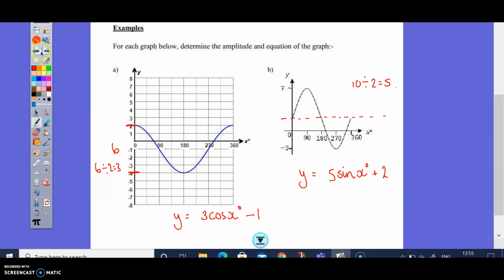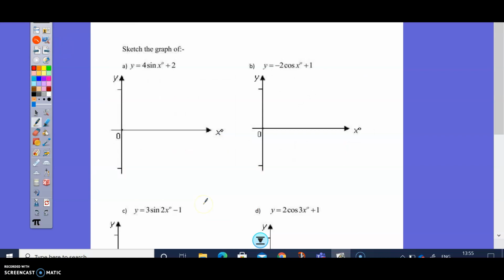Okay, let's try the next one. Right, this is the drawing of the graphs then. Again, I want you to concentrate more on the namings of the graphs, but sometimes if we can draw them, it does help name them as well, so it's still worth looking at.